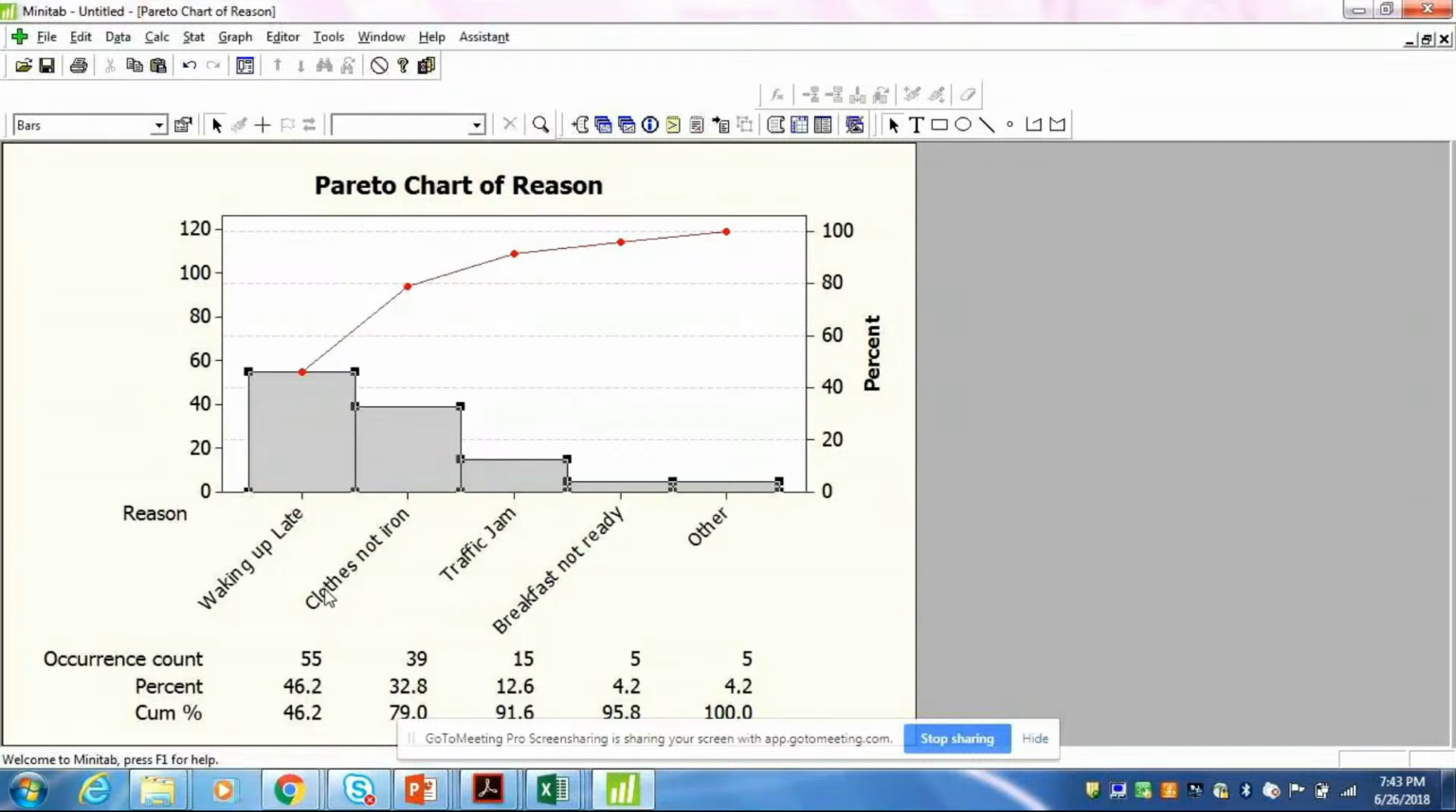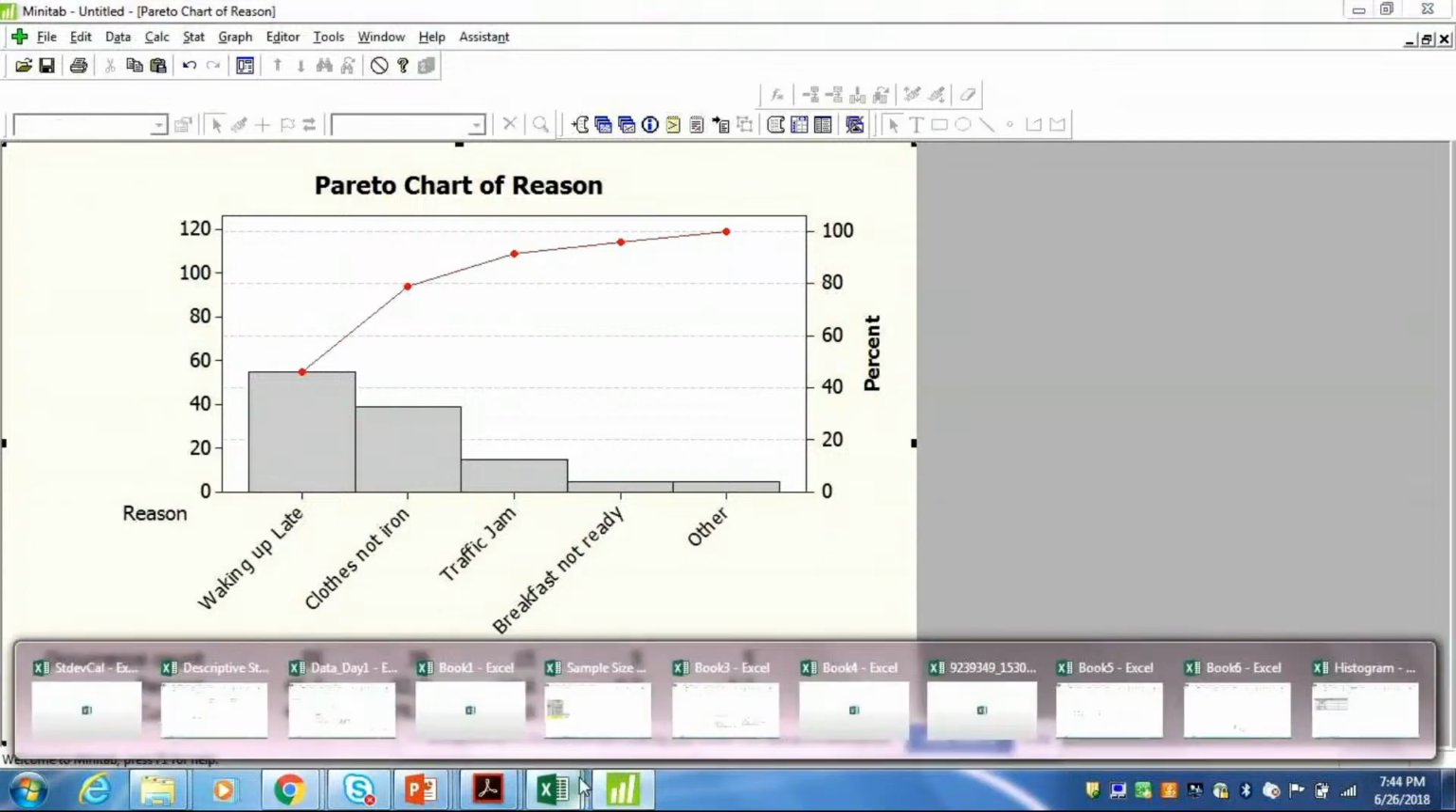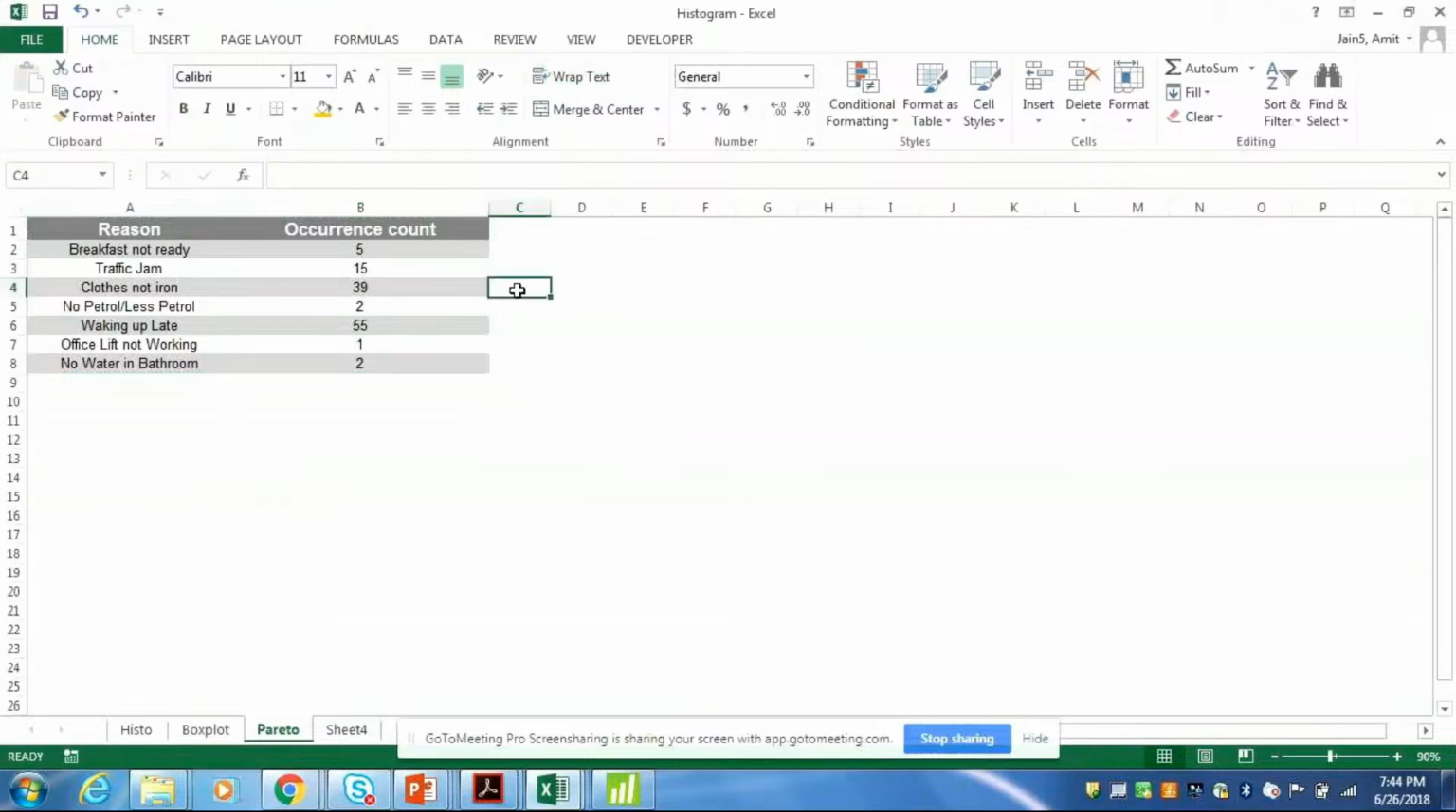Right. So the intention of showing you this is that right now we only have 4 or 5 factors. So we really don't need a Pareto to find out which ones are most impacting. But once you have a big list, how would you find out? That is where Pareto can actually help you out. This is how you would draw it in Minitab, and you can actually use Excel as well to draw the Pareto.